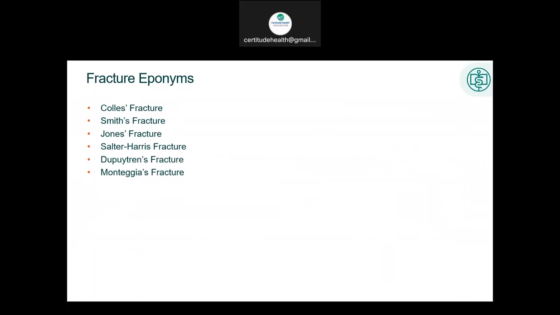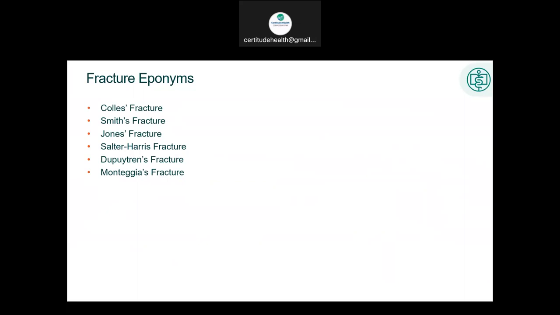The Dupuytren's fracture is a fracture of the part of the fibula, that's the lower leg, with dislocation of the ankle. So that fracture would run down the exterior side of your leg down to your ankle.